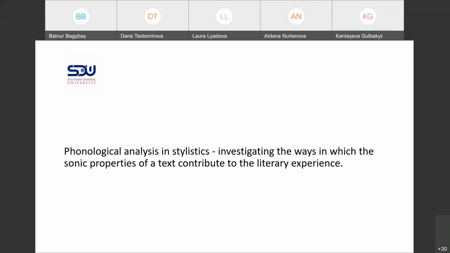But in stylistics, phonological analysis is something different. It investigates the ways in which the phonetic or sonic properties of a text contribute to the literary experience. Last week, we talked about the literary experience mainly when we discussed formalist stylistics and poetics, which Plato considered something very emotional, right? Remember that? I hope you do. And what Shklovsky said, that defamiliarization should improve the quality of the literary experience, and so on.